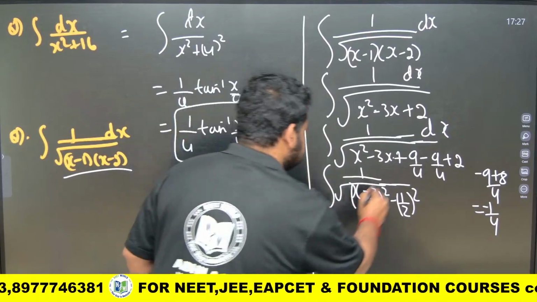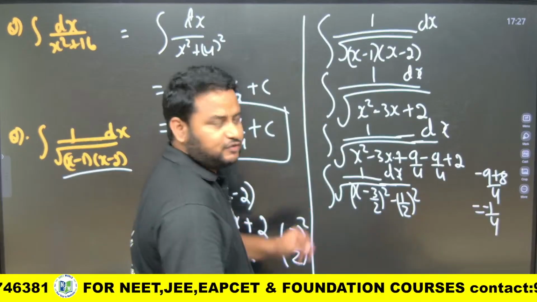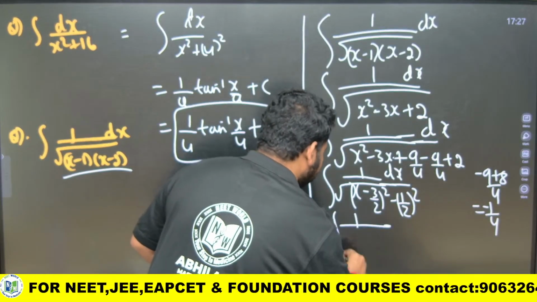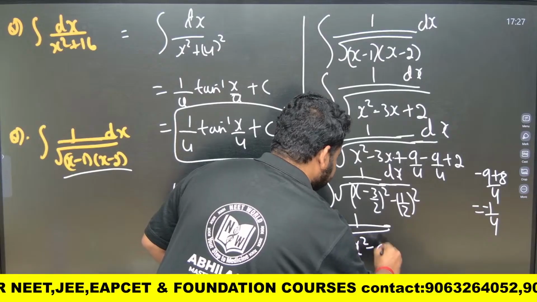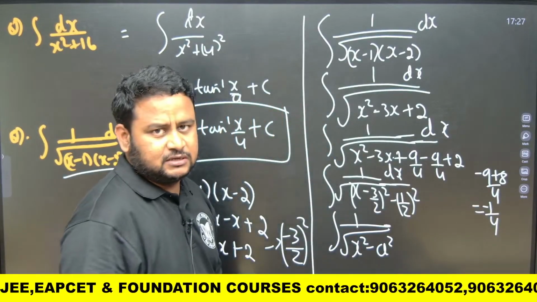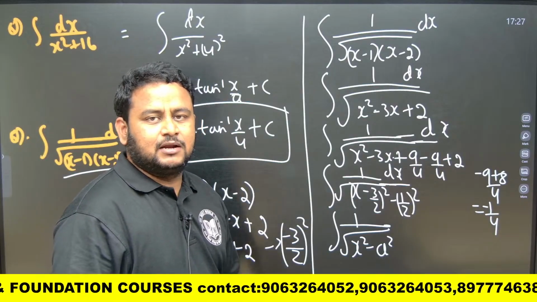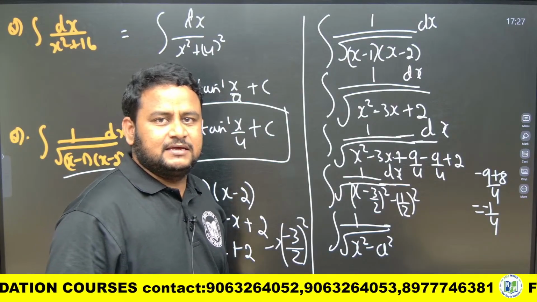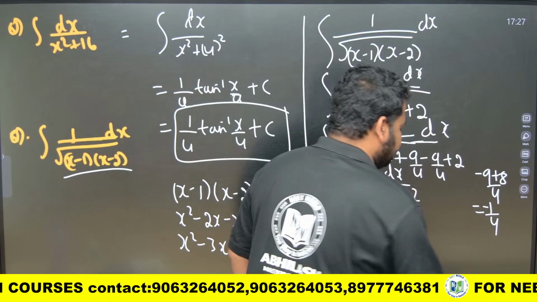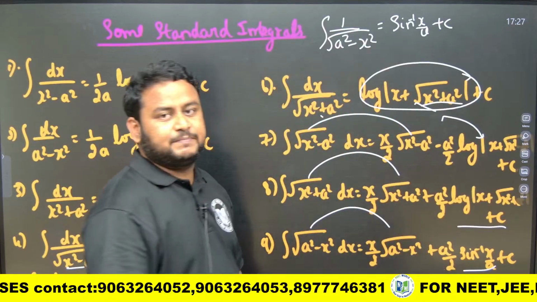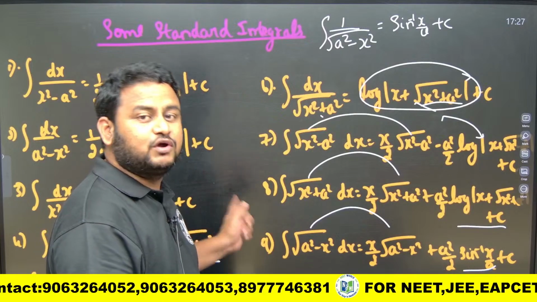This is of which form, friends? First of all, you have to identify which form this is. This is of the form 1 by square root of x square minus a square. What is the formula? That is 1 by 2a times log of x minus a by x plus a. Is that the formula? First you have to understand that the square root is there. It is not 1 by x square minus a square, it is square root of x square minus a square.